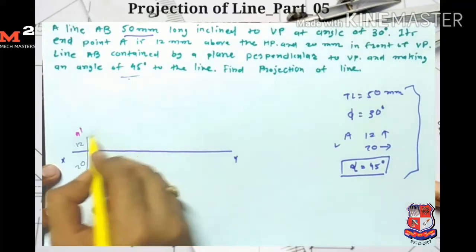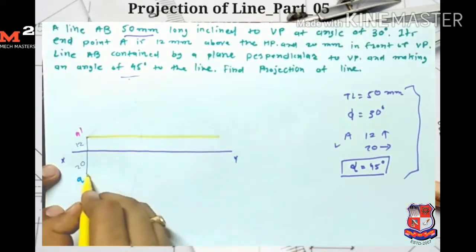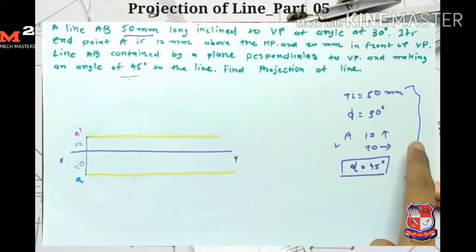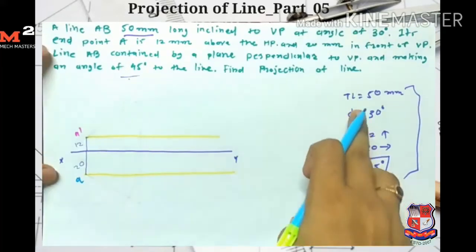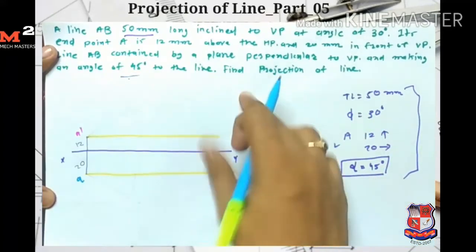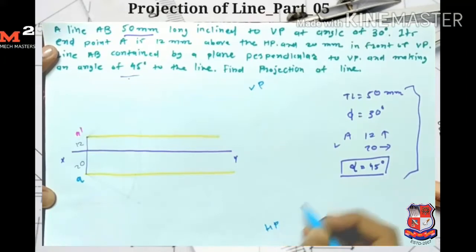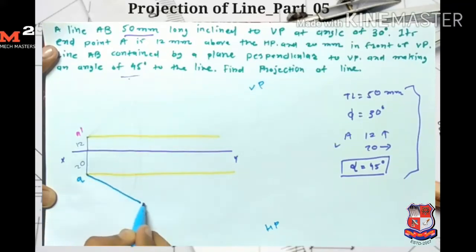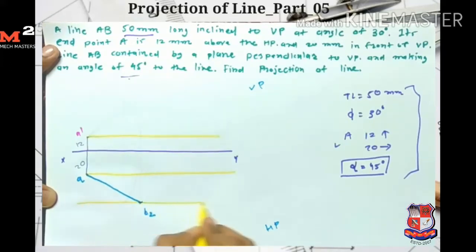Now I draw the locus. This is the locus for A dash, this one is for locus A. Now true length is given 50 mm, phi is 30 degree, alpha is equal to 45 degree. First I take true length 50 mm and angle phi 30 degree. Phi means angle made with the VP, but we represent it on the horizontal plane. I draw one line here, so here I get my point B2. This line is the locus for point B, means I get the point B on this line.